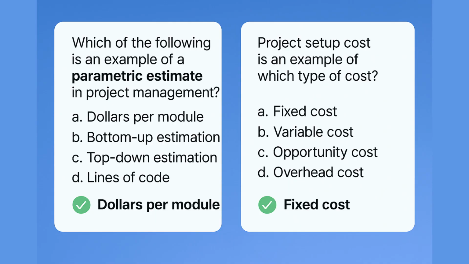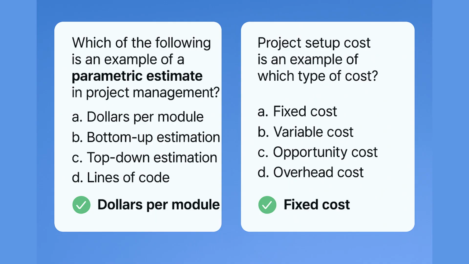The other choices are not the right answers. Bottom-up estimate is one of the choices. It is the most detailed method where you estimate each task or activity individually and roll them up. It is not a parametric estimate because it does not rely on a statistical relationship. It is manual and granular.